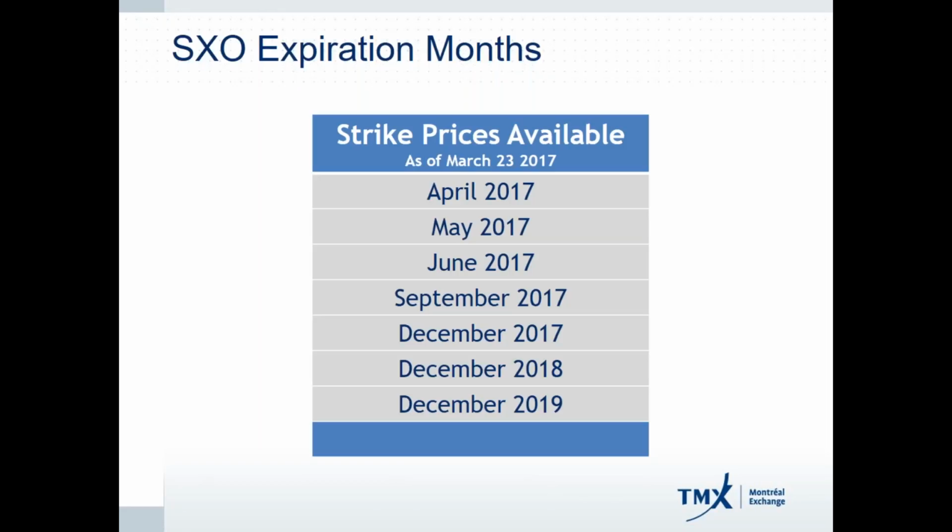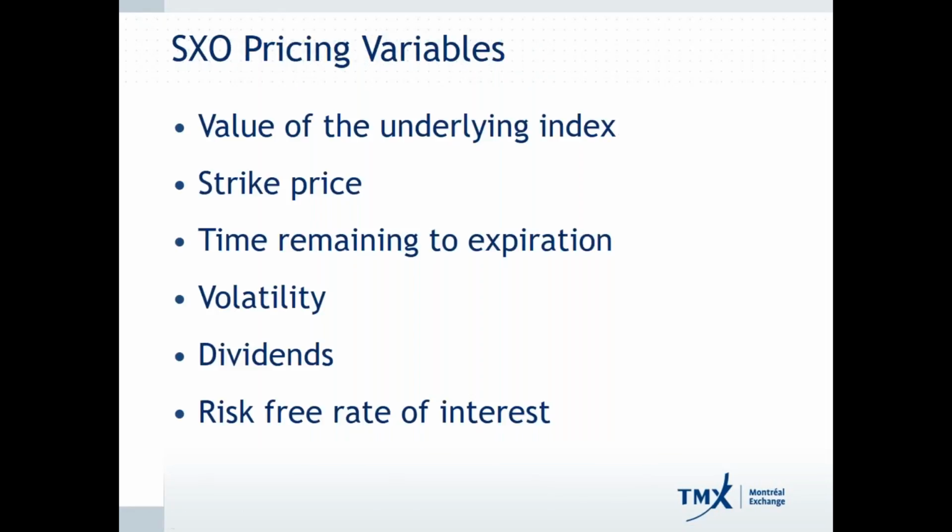So, once again, no different than how you would go through your strategy, strike, and expiration selection process for equity options, you're going to do the same utilizing these SXO options as well. The pricing variables are quite similar to those of equity options. You've got the value of the underlying index. So again, very important to recognize that as the S&P TSX 60 moves up and down in value, the option contract itself will move up and down in value, and the amount that it moves will be dependent upon its strike price and how close it is to the current level.